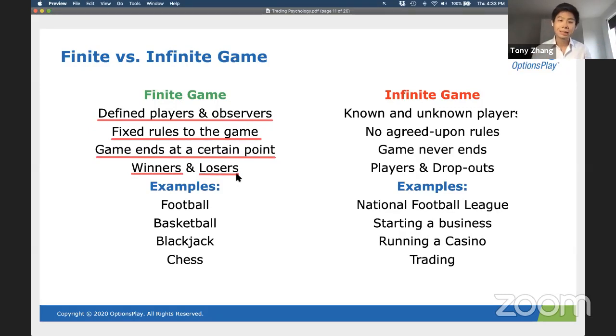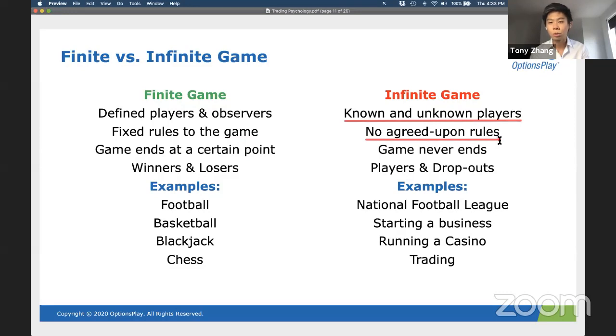But what James also said is that there's another type of game called an infinite game. In an infinite game, there are known and unknown players, meaning you're not exactly sure who all the players are. And there are no agreed upon rules. There's no rules to the game itself. There's just a game. And guess what? The game never ends. So what happens in a game that never ends? Are there any winners or losers? The answer is no. There are only players in the game and players who drop out of the game. That's the end result of an infinite game. There's no winners or losers. You're either in the game or you're out of the game.